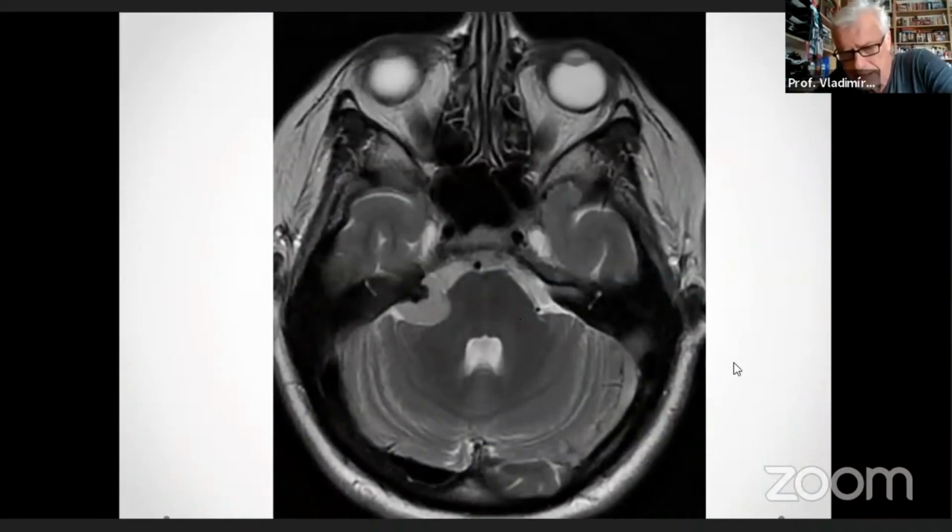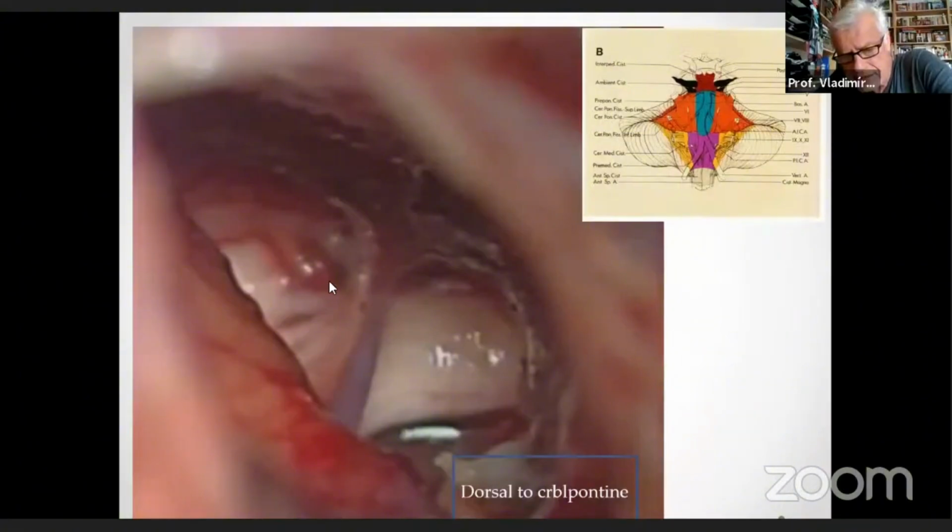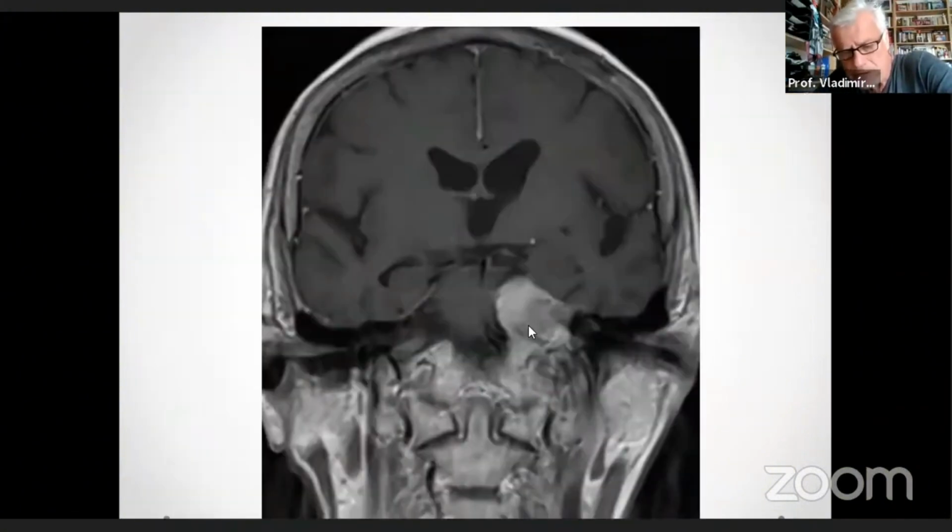Simple CP angle meningioma: you never enter the basal cisterns. This is the wall of the cerebellopontine cistern, which is hooked to the Dandy vein, and it's never penetrated, and thus the structures are not endangered. This is the fifth nerve, obviously.